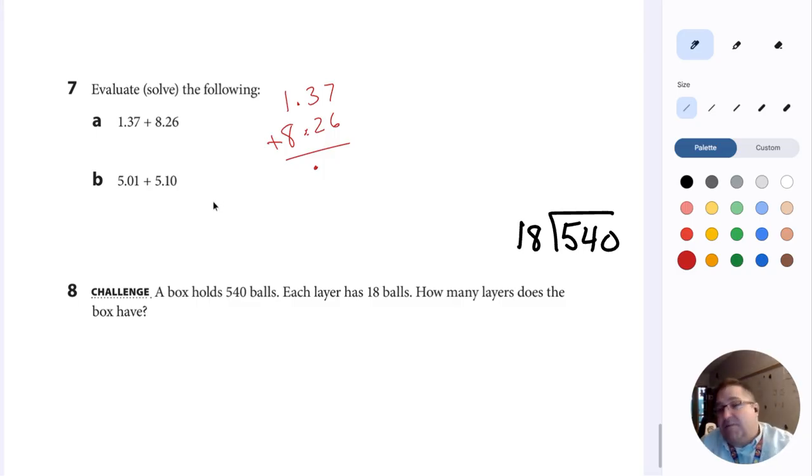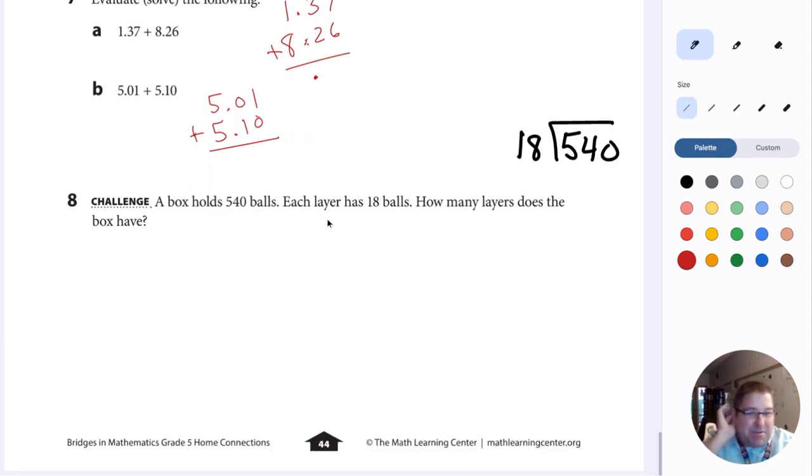$5.01 plus $5.10. Well, looks like we're going to be at $10, right? 10 something. So you can always think about this as money if you want. But again, line them up, line them up, line them up. Line up those decimals and go from there. And again, this wasn't even a challenge, guys. We talked about this so much in Unit 1.